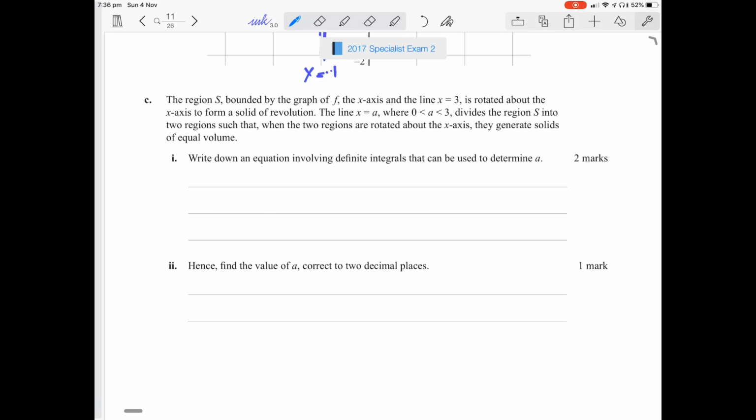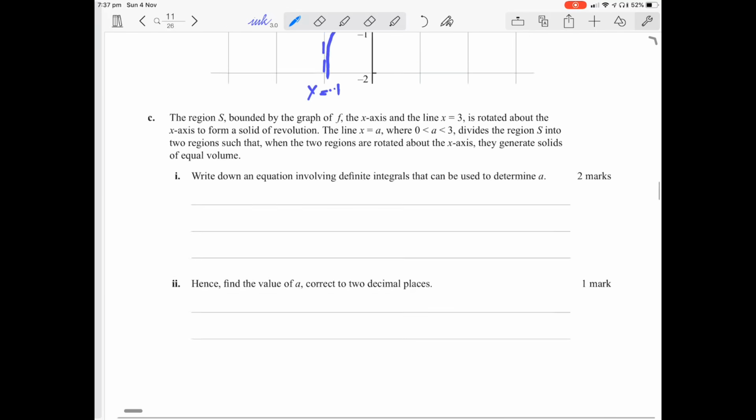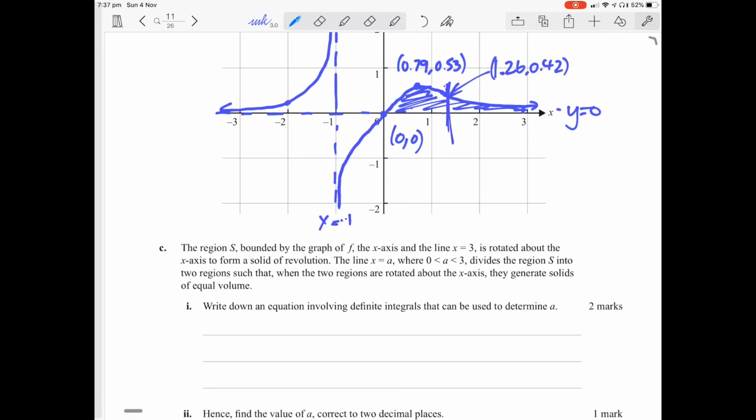Write down an equation involving definite integrals used to determine the value of a, the line x equals a. The region about the x-axis and the line x equals 3 is rotated about the x-axis to form a solid of revolution. The line x equals a, where a is between 0 and 3, divides the region into two regions such that when the regions are rotated about the x-axis, they generate solids of equal volume. So there's some value down here that makes these two things generate the same volume. Where I just drew it, it's probably going to be somewhere like here, but let's have a look.